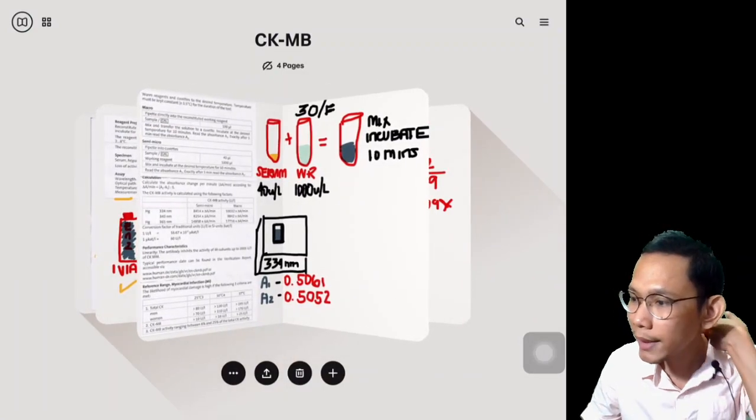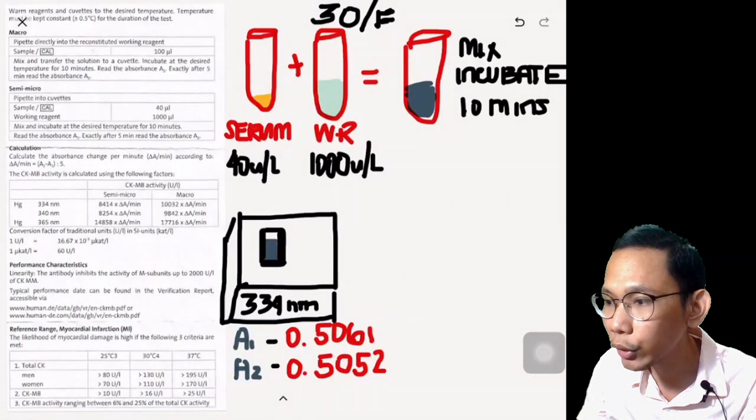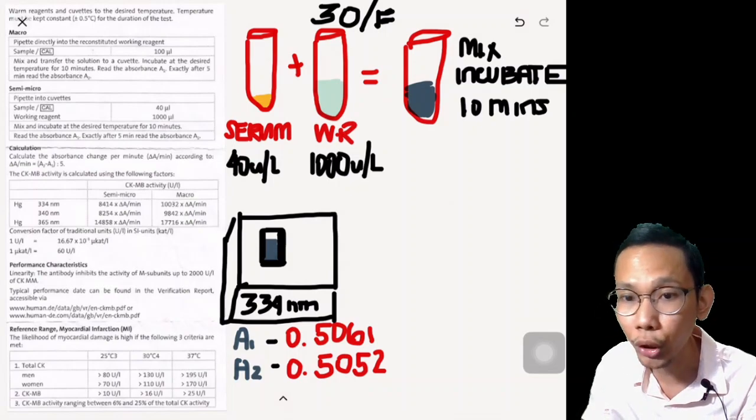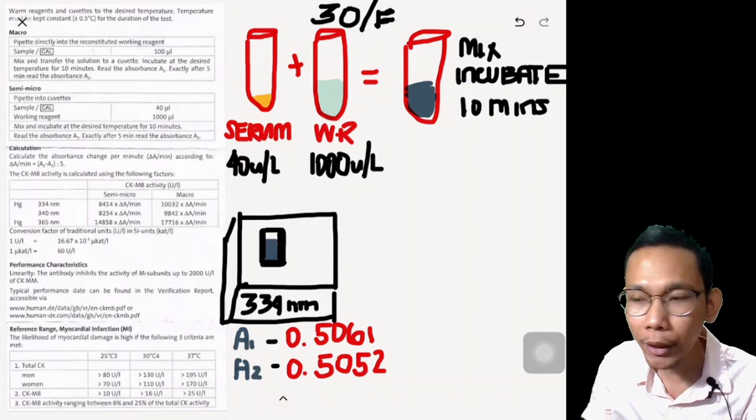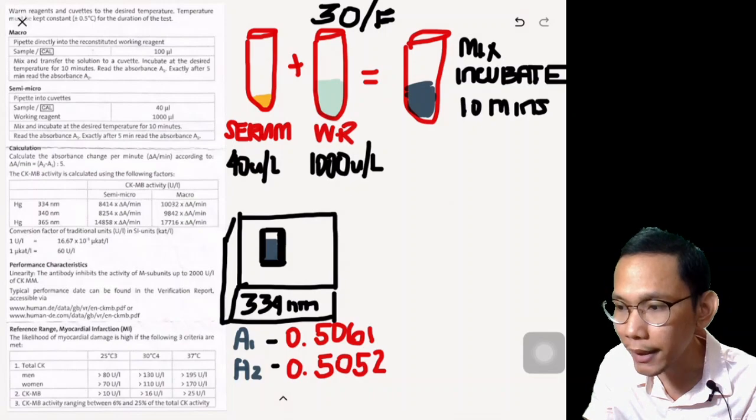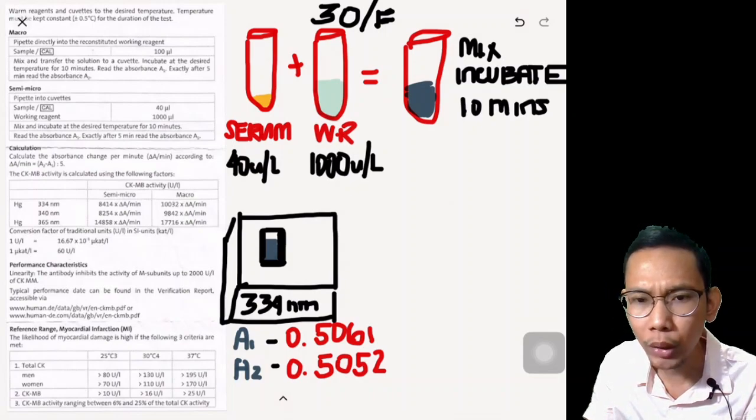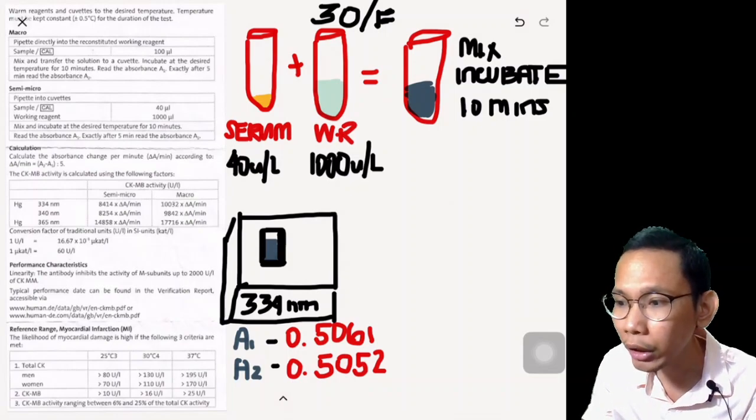So how do we test? We warm the reagent and the cuvettes to the desired temperature, and it must be kept constant for the duration of the test. In terms of whether we use micro or semi-micro, it's your choice. If we have a lot of sample, we can proceed with a macro test. But if the sample is insufficient, if we only have a small amount of sample and little reagent, then we can proceed with semi-micro.